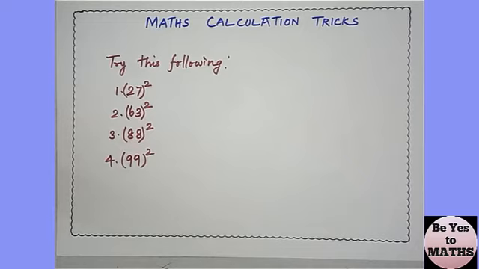Students, you have seen how easily we found the square of 53, 38, 67, 81 and 96. Now you try the following: square of 27, square of 63, square of 88, square of 99.